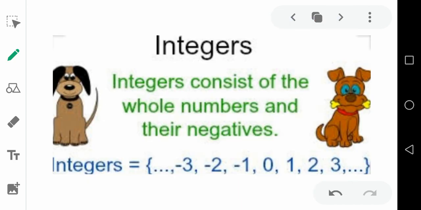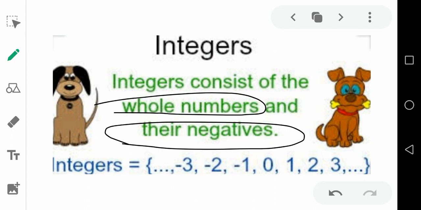Okay. Now coming to the next set of numbers, that is integers. Integers means whole numbers, what we studied first, and their negatives together will form integers. That means whole numbers 0, 1, 2, 3, 4, and it will go on like that, and the negatives. So they will form integers.